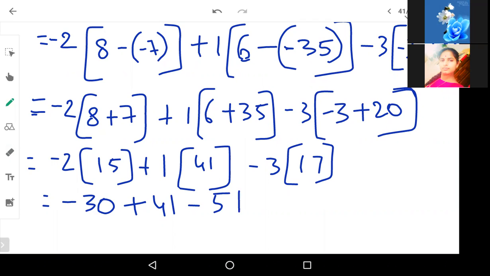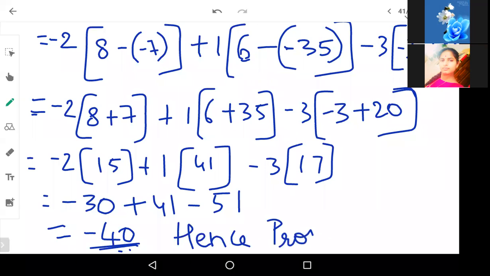Now check if you are getting minus 40: minus 30 plus 41 minus 51. Are you getting minus 40? Yes, you are getting minus 40. Hence proved. Understood this problem? Very good. Everybody is getting minus 40.